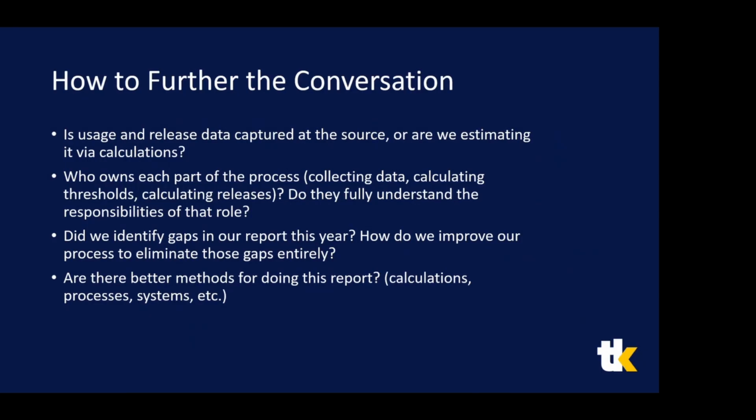Did we identify gaps in our report this year? How do we improve our process to eliminate those gaps entirely? It can be easy to point at a gap or an issue and say, that's a gap, or man, that's going to be rough next year. It was rough this year. But it's harder to ask, how do we fix it? And more importantly, who's going to lead fixing the process to eliminate that gap?